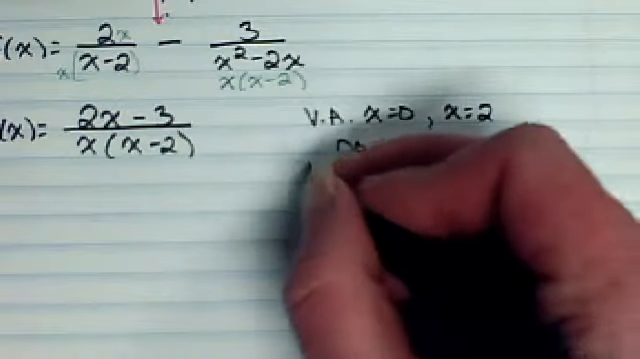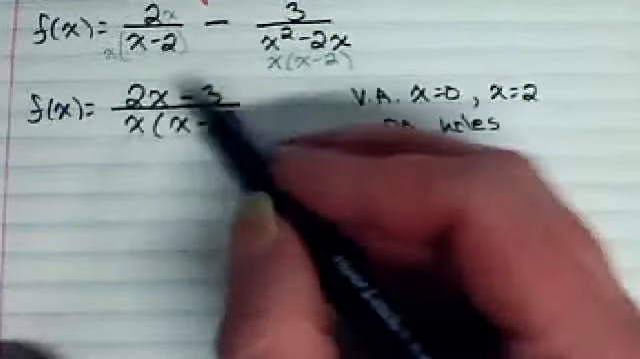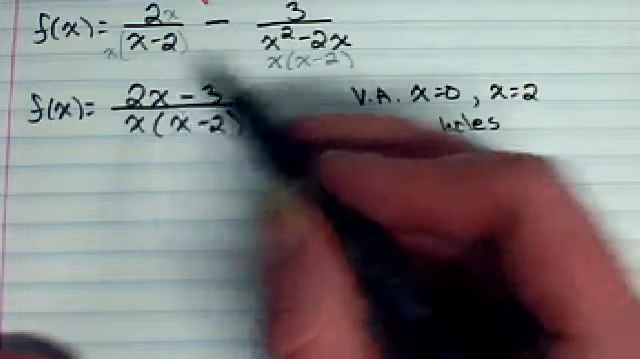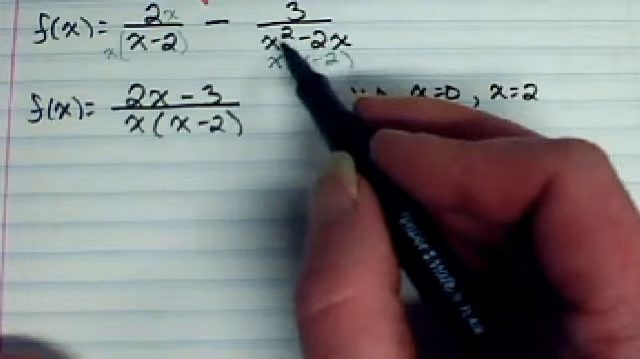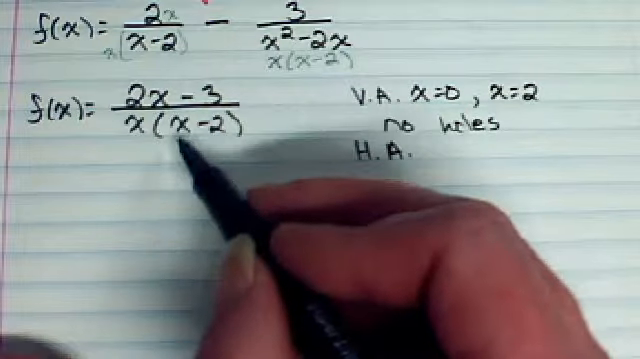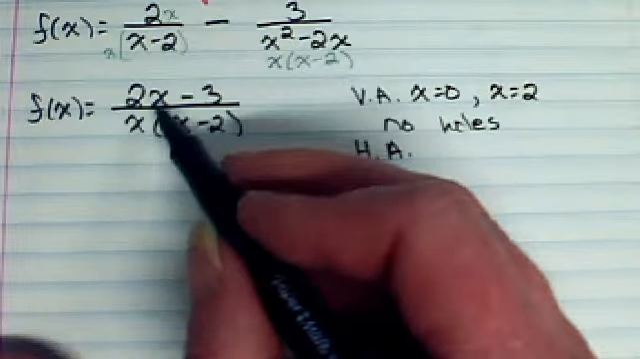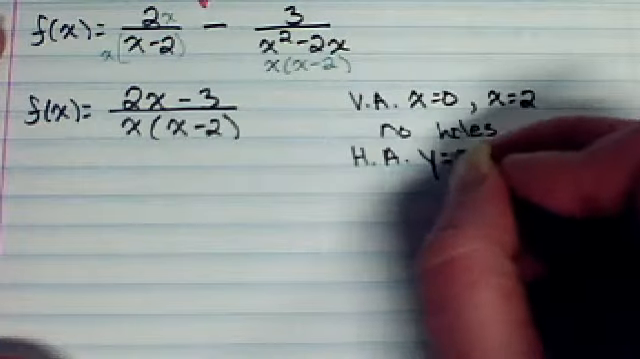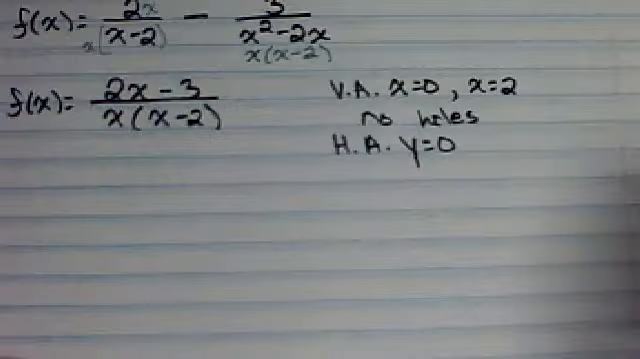What about the horizontal asymptote? Our numerator is a degree of just 2x. That's a degree of 1. The denominator is technically x squared. It's an x times an x. So the numerator is a smaller degree. I can't divide x by an x squared, so I get a horizontal asymptote at 0.